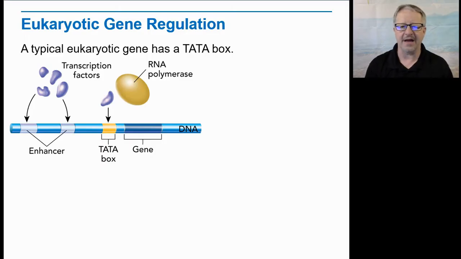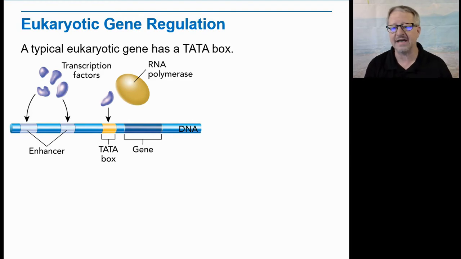Now let's take a look at eukaryotic gene regulation. The general principles of gene regulation in prokaryotes also apply to the eukaryotes, but there are some differences that we're going to point out. Eukaryotic genes are controlled individually, and they have a more complex regulatory sequence than those of the Lac repressor system, for example.